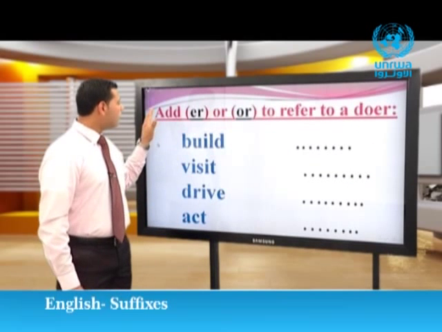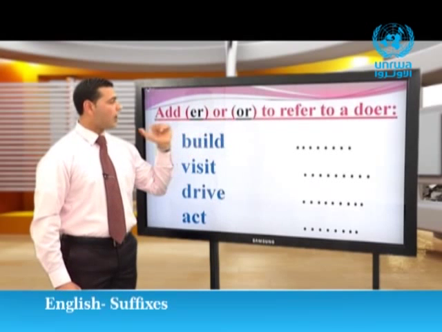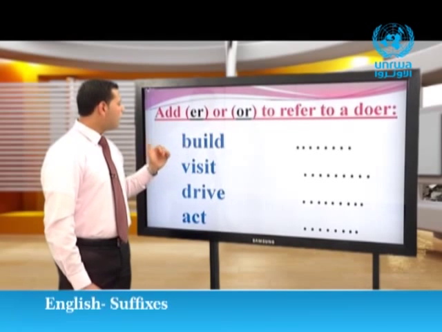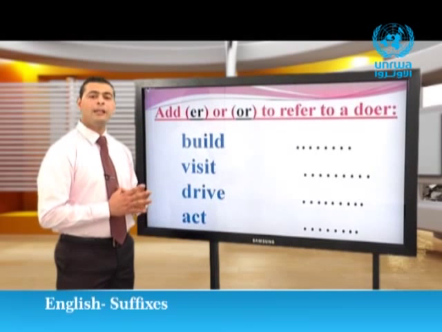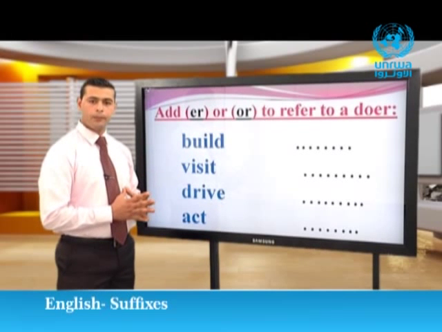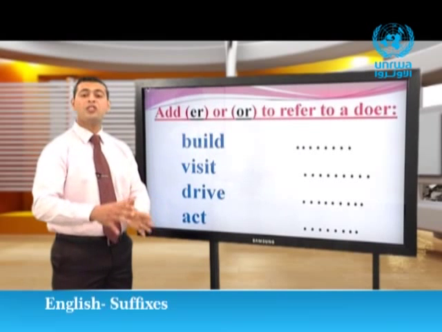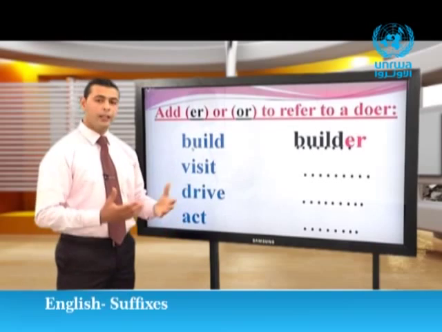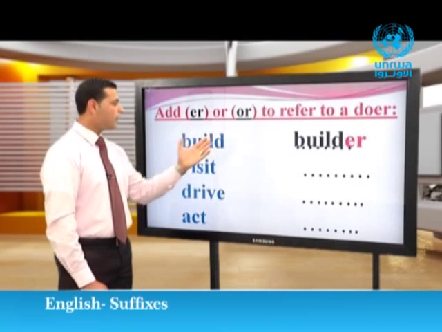Okay, let's practice what we have talked about. Add er or or to refer to a doer. استخدم السفكس er والسفكس or للدلالة على اسم الفاعل. Here we have the verb build. Build يبني. Now we would like to bring the doer, the word that refers to the doer of this action. Build, here we have builder. Build يبني, builder البناء. اسم الفاعل من يبني بناء.